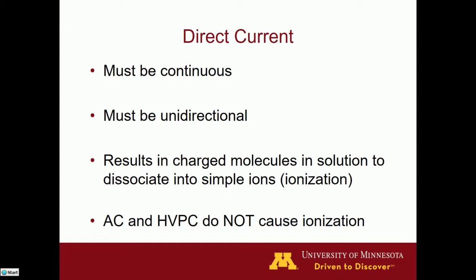Alternating current and high volt pulse current are not able to cause ionization. It has to be direct current because it occurs over the time of the treatment, and so continuous current is needed. It cannot switch directions, so it can't be an alternating type of current because of the core principle that like charges repel. So you want to be constantly, throughout the treatment, delivering that medication.